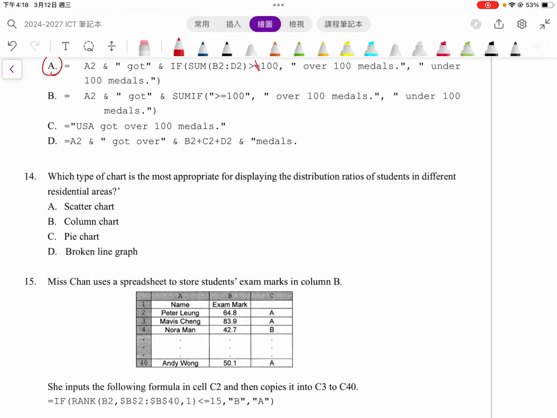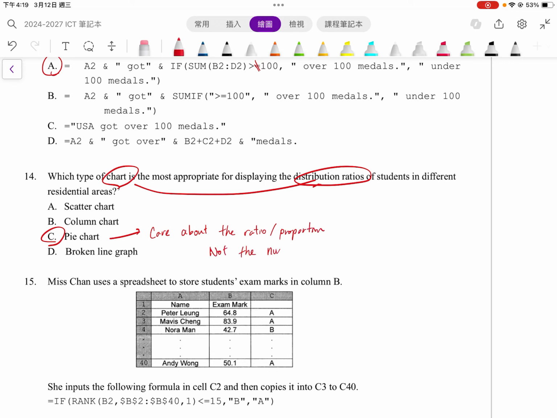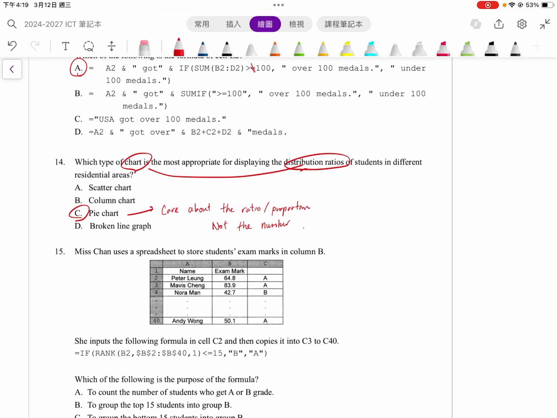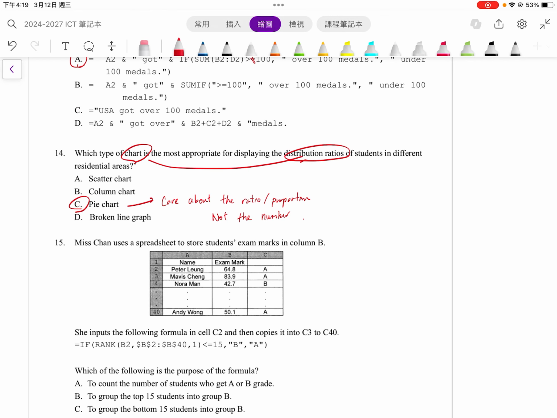So next, 14. Which type of chart is most appropriate for displaying the distribution ratio of the students in different residential areas? When you see the ratio and you want to use the chart to show the ratio, it should be pie chart. Because for the pie chart, you care about the ratio or proportion, not the number. Okay, so this is the pie chart. So C.